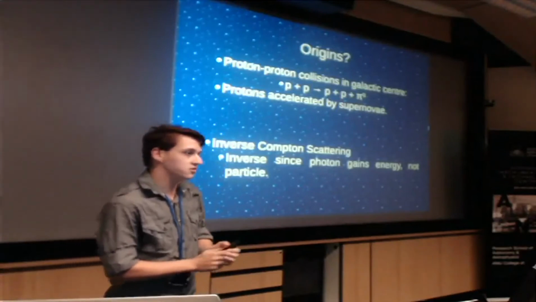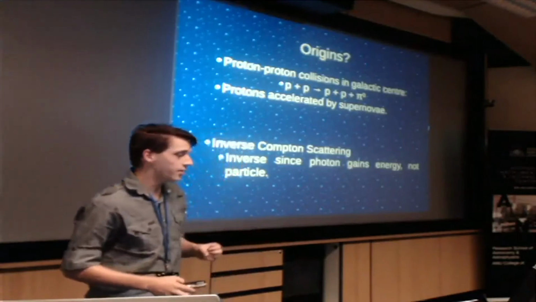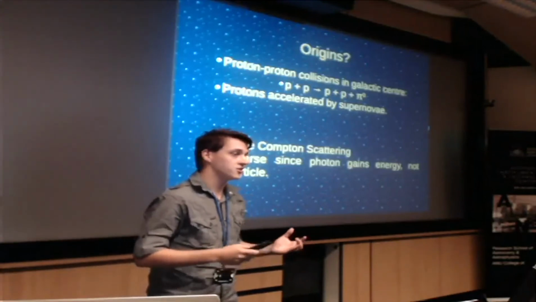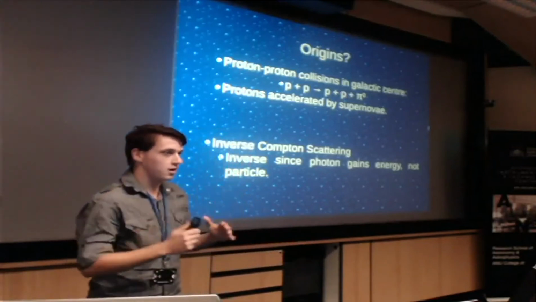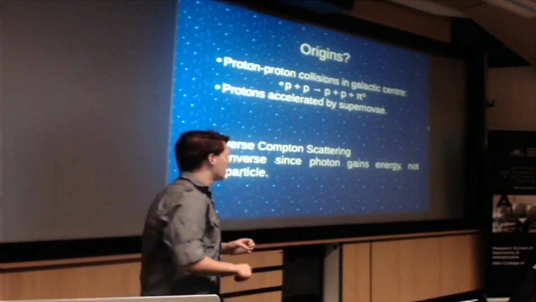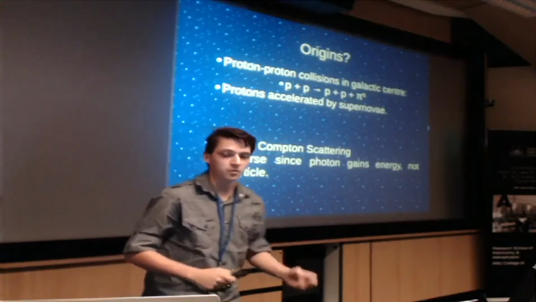The proton-proton collisions in the center of the galaxy lead to one possible explanation. That's where cosmic ray protons in the galactic center, most probably accelerated by a supernova, collide and produce a pion which decays into 2 gamma rays. So that is one possible explanation as to where these gamma rays come from.